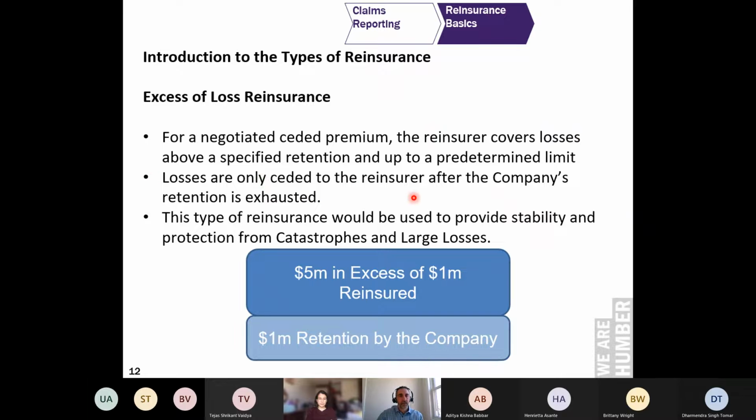Losses are ceded to the reinsurer only after the company's retention is exhausted. That's the net retention of the contract. So they would use this type of reinsurance for stability in the loss ratio, and it protects the company from large losses and catastrophes. Because if it's a $2 million claim or a $5 million claim, the company's still just going to report a $1 million net claims incurred. Because anything over 1 million is being ceded. So their net is going to be at this retention level. So that keeps their losses stable.